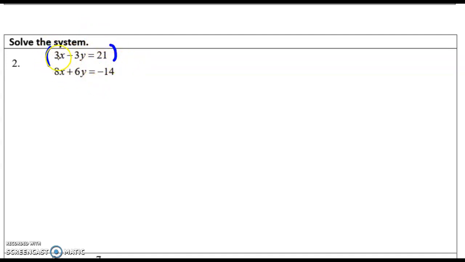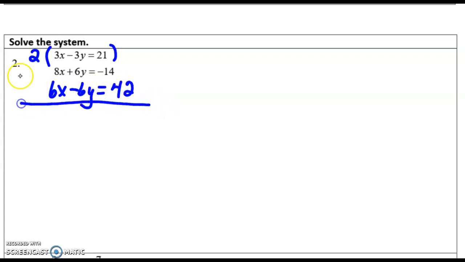So I'm going to multiply this first equation by 2. And I chose 2 because 2 times this negative 3y will give me negative 6y. When I do that, I have to multiply everything here. So I'm going to multiply 6x minus 6y equals 42. Now, if I add these two equations together, the y's will be eliminated. That's why it's called elimination.